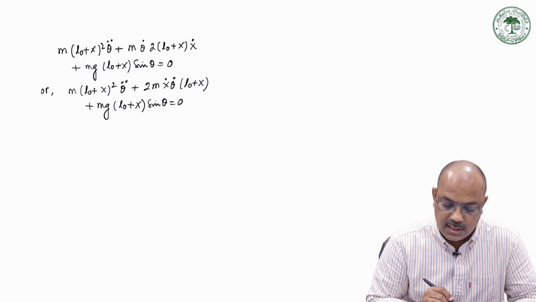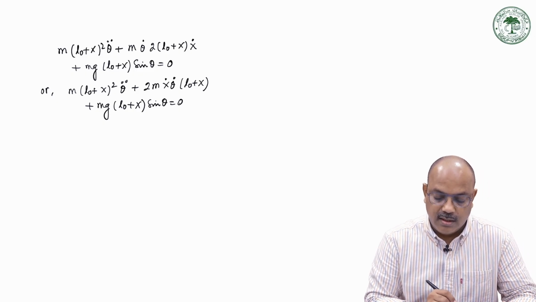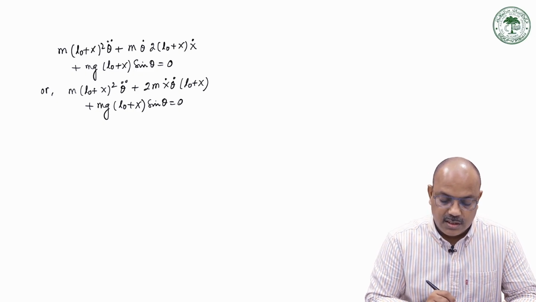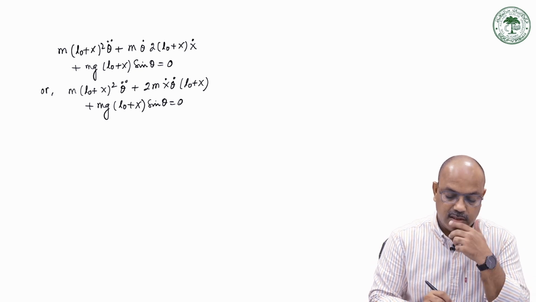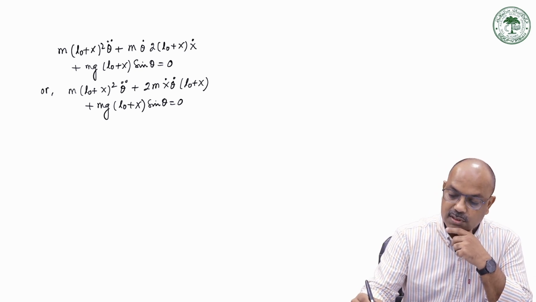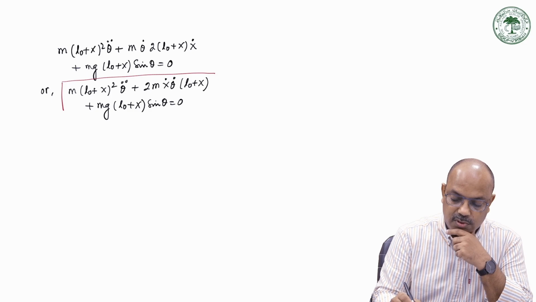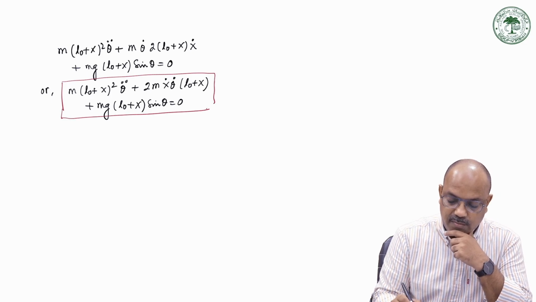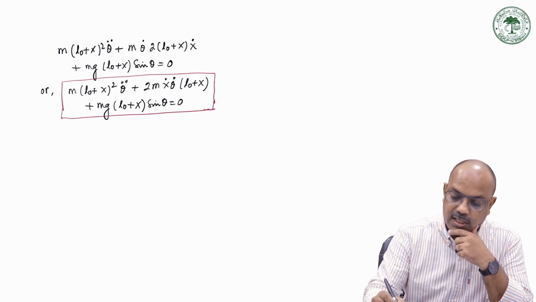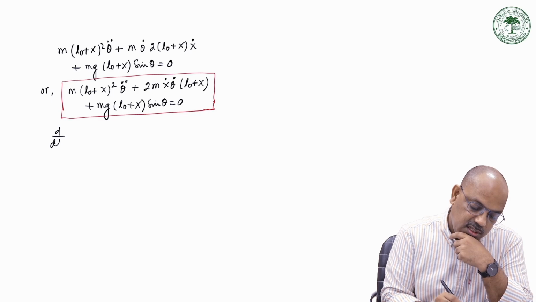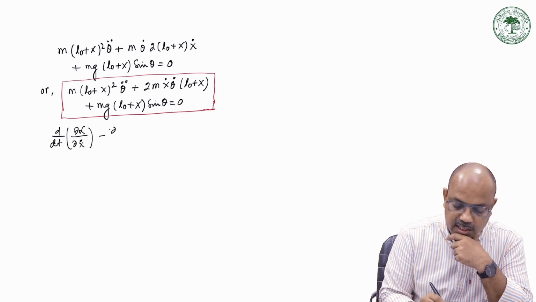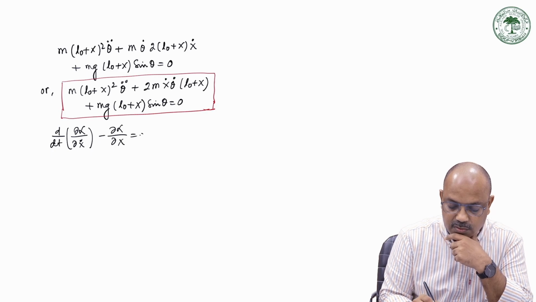So now you can see that this is my first equation, with respect to theta. If you get rid of the mass, then now quickly let's try to find out d/dt of delta L by delta x dot, minus delta L by delta x, equal to 0.